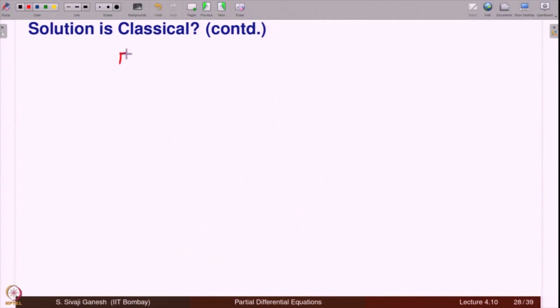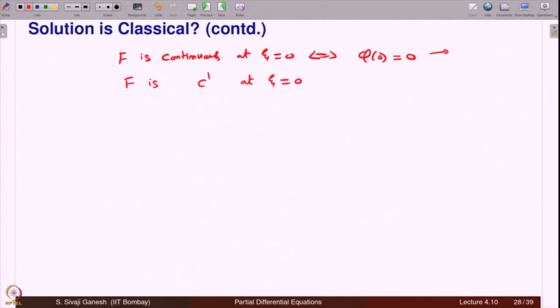So, f is continuous at xi equal to 0 if and only if phi of 0 equal to 0, and f is C1 at xi equal to 0. Basically, to conclude this, we have the split formula for f. Pass to the limit on both sides as xi goes to 0, you get something like phi of 0 by 2 equal to minus phi of 0 by 2. Therefore, you will get phi of 0 equal to 0. So please do the computation. The next one I am going to do.